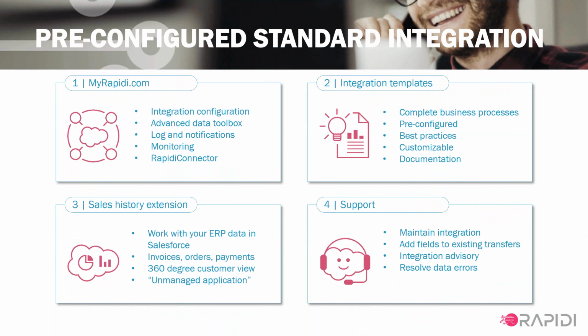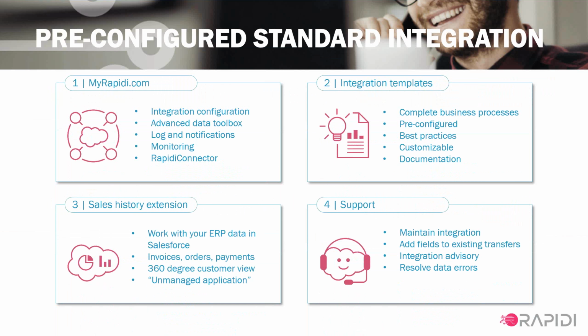The pre-configured standard integration, which is on top of the platform, consists of the following 4 components. We have myrapidi.com, which is the cloud application, where you do the integration, where you do the configuration, where you have your account, where you do the monitoring, and we have the RAPIDI connector to connect on-premise systems. So that was the thing we talked about just before.